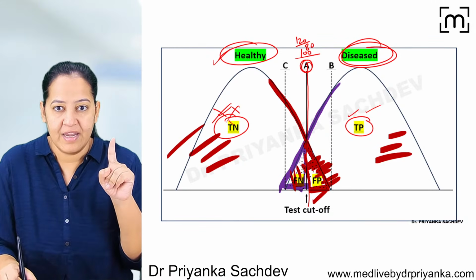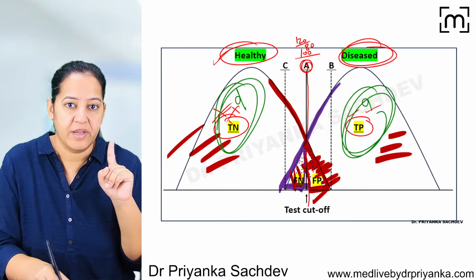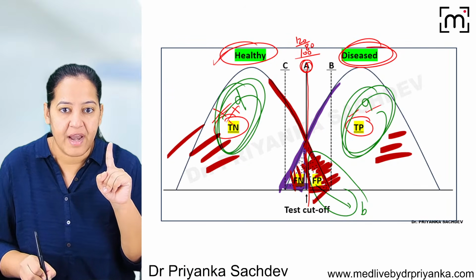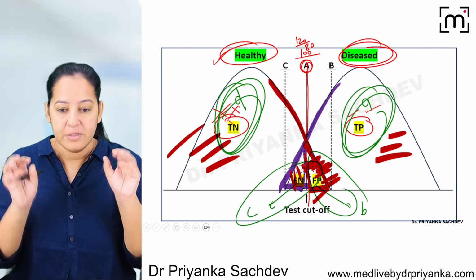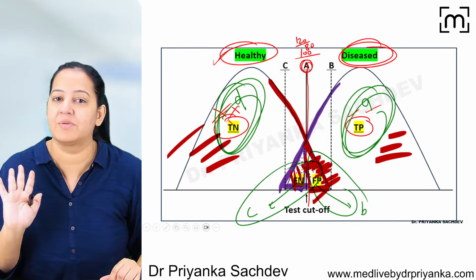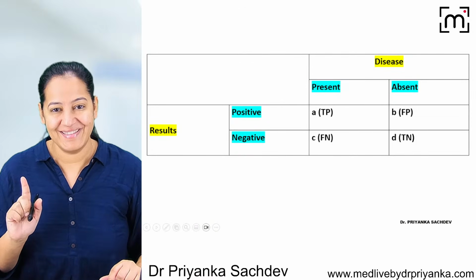So this area is A. A is true positive. This area is D. That is true negative. This area is B. That is false positive. And this area is C. That is false negative. So you should be able to identify which area is this one. They can give you shading and ask you the MCQs based on that. So this is the graph. I hope you all got it. Can we go ahead?